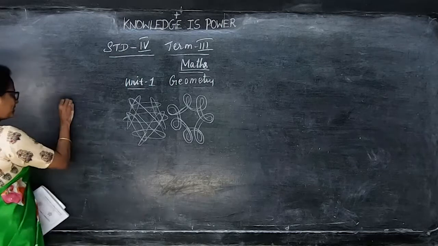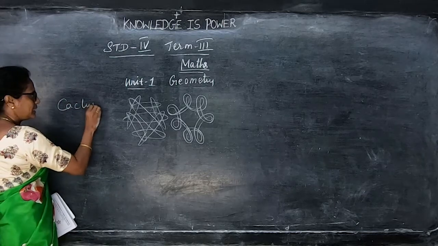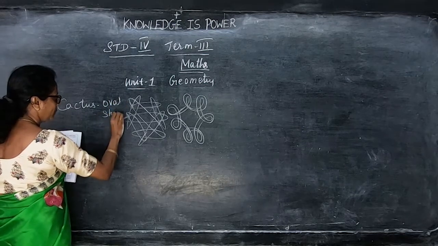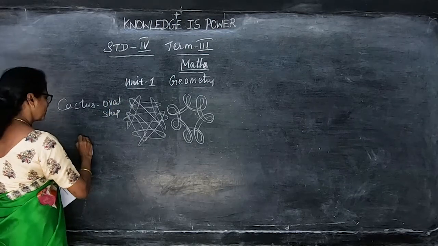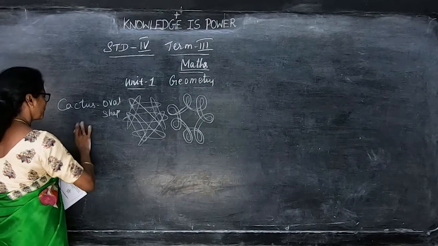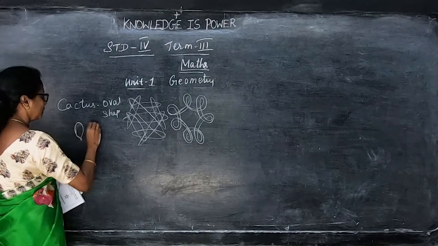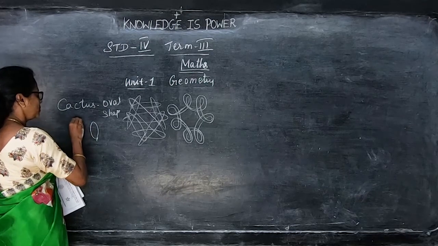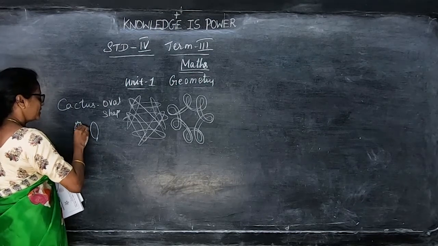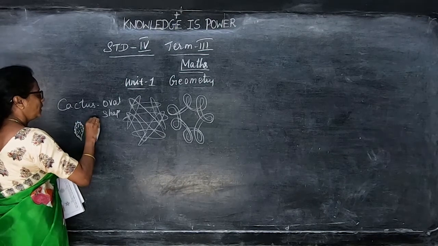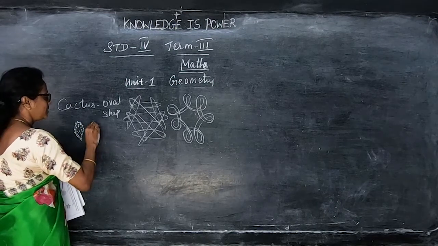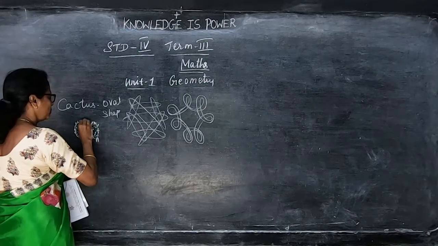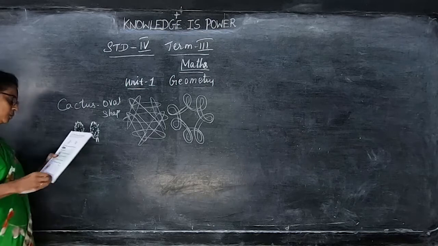Cactus. You have seen a cactus. Cactus is an example of an oval shape. How can you say that? It is like a chapathi, they say. It looks like this. Here there will be thorns, thorns all around like this. That is known as the cactus. This will grow only in desert areas. So this cactus is in the oval shape. There will be many thorns. Okay, so this is the oval shape.